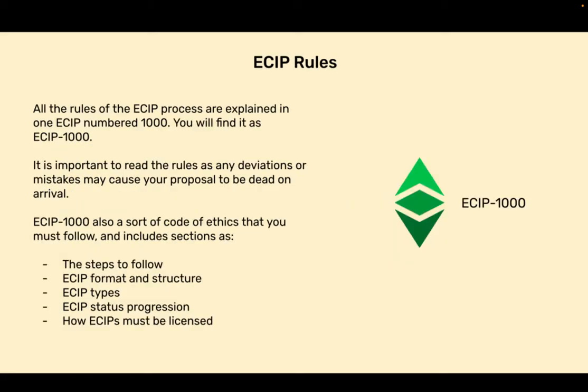ECIP Rules. All the rules of the ECIP process are explained in one ECIP numbered 1000. You will find it as ECIP 1000. It is important to read the rules, as any deviations or mistakes may cause your proposal to be dead on arrival. ECIP 1000 is also a sort of code of ethics that you must follow, and includes sections such as the steps to follow, ECIP format and structure, ECIP types, ECIP status progression, and how ECIPs must be licensed.